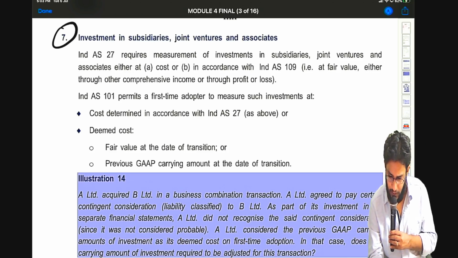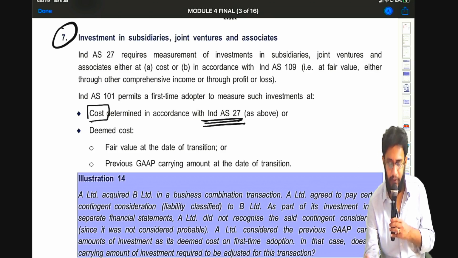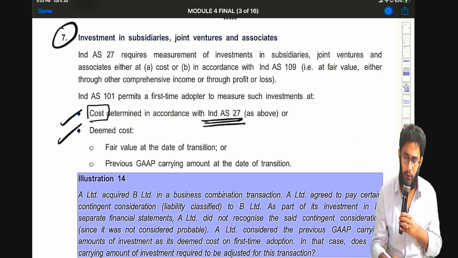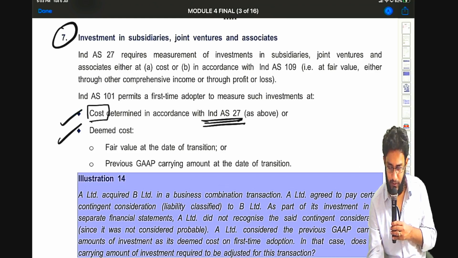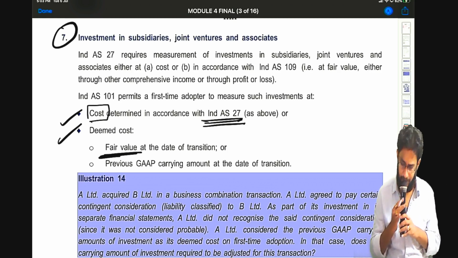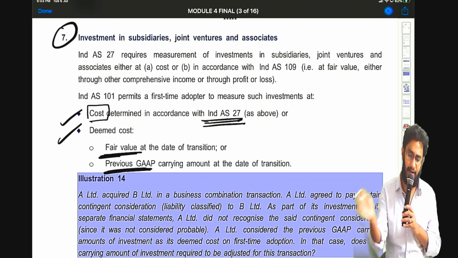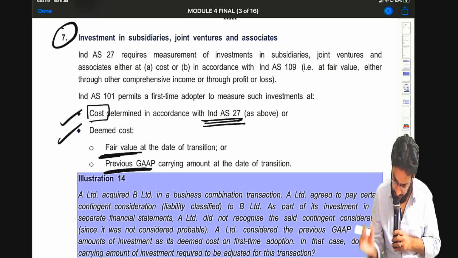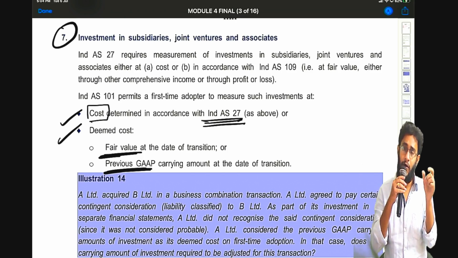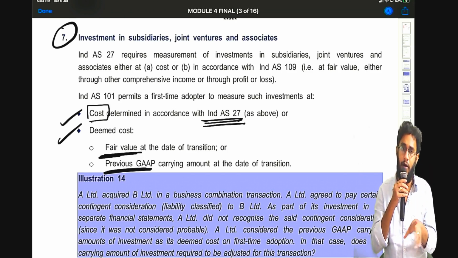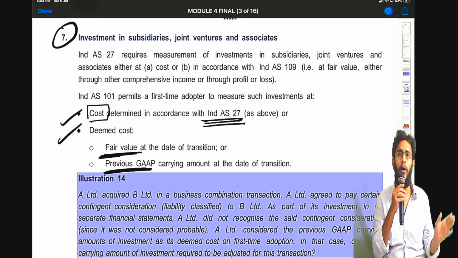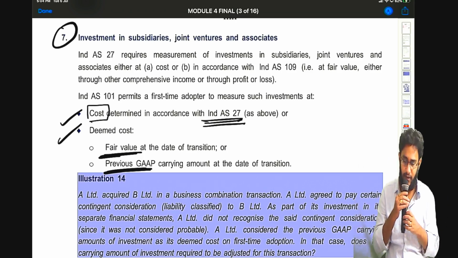options like this. Cost determined in accordance with Ind AS 27. Means whatever cost is there, measure at cost. That is option number 1. Option number 2, deemed cost. What is deemed cost? Deemed cost means today's fair value on the transition date. Here onwards apply Ind AS 27. Or previous GAAP, whatever carrying amount is there, bring it forward as it is. That's it. That means overall, how many options are there? Cost, or fair value on the transition date, or previously whatever carrying amount is there, as it is, you bring. This is something similar to what we did for PPE and all, where 3 options are there. Here also 3 options are there.